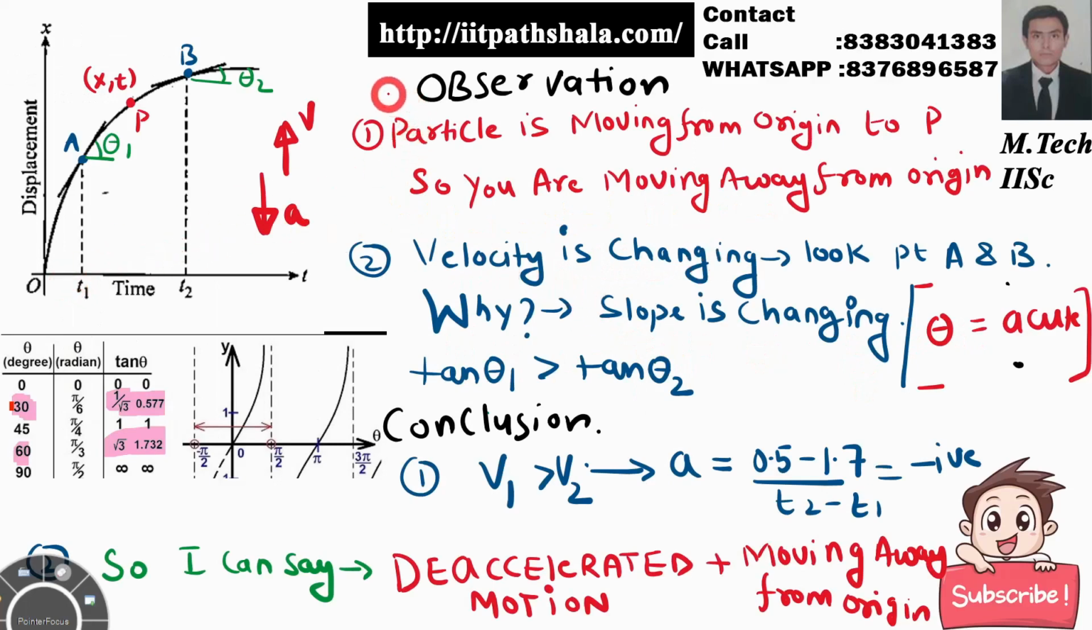So first thing first is the observation. As you can see, I'm starting from the origin and I'm ending up at some point P, let us say over here. So at some point P, I'm having a positive x coordinate. I'm having a positive displacement over here. So I can say that I'm moving in the forward direction, that is I'm moving away from the origin itself. Now regarding the slope, take 2 points over here, namely A and B, find the angle.